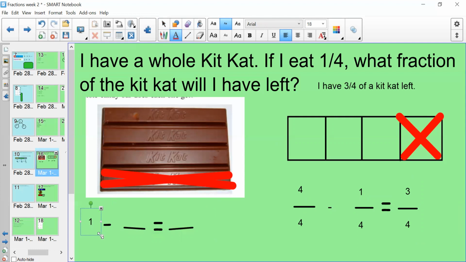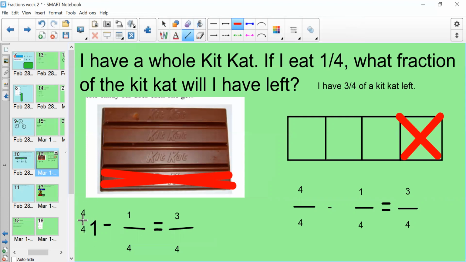So you might have chosen to write your answer like this. So 1 take away 1/4 equals 3/4. Now it's not so easy to see that you've got a 4 here and subtract the 1 from it, but you know at the same time that 1 whole in this case is also representing 4/4. So you could write your sum either way. You could use the number 1 because it is a whole Kit Kat, or you can show it as a fraction.